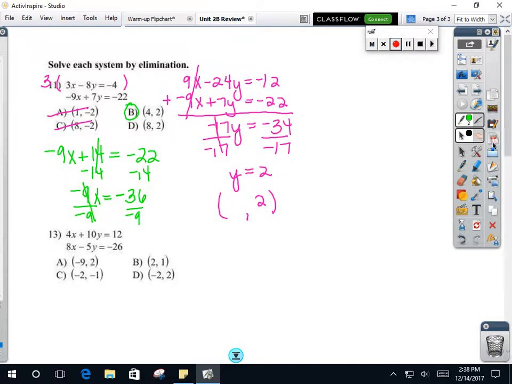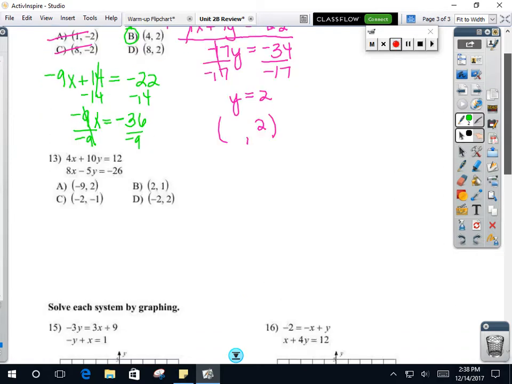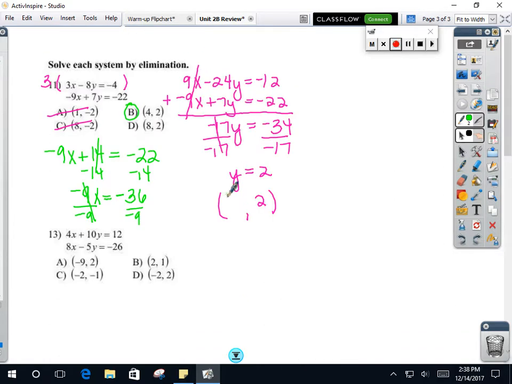Okay, let's skip down to number 13. Can I erase the other? We're skipping to 13.